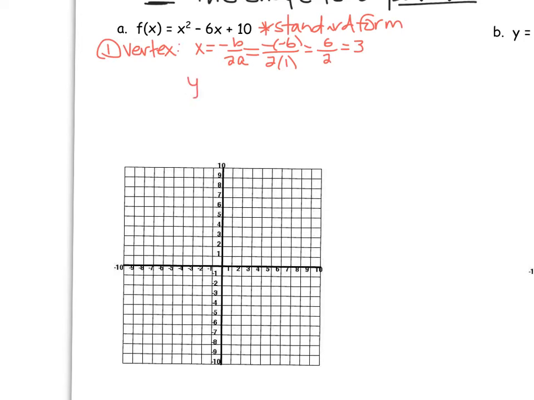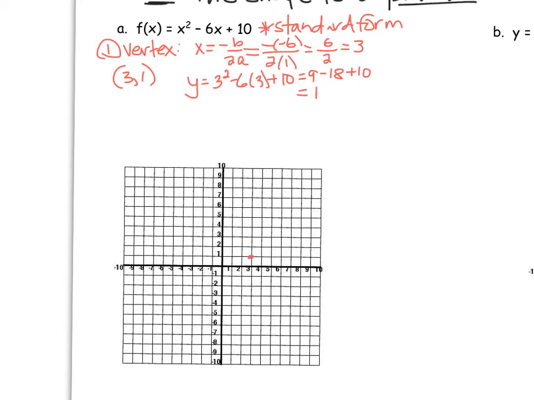To get y, we plug x back into the equation. It's x squared minus 6 times x plus 10. And again, simplify. 3 squared is 9. 6 times 3 is 18, plus 10. 9 minus 18 is negative 9, plus 10 equals 1. That's our y coordinate. And we write our vertex again as that ordered pair. All right, let's go ahead and plot that point (3, 1) over in quadrant 1.